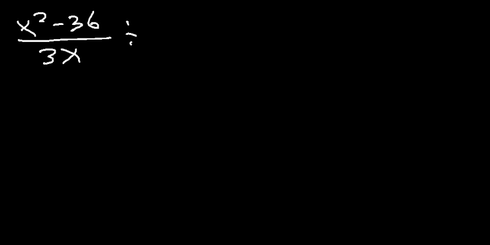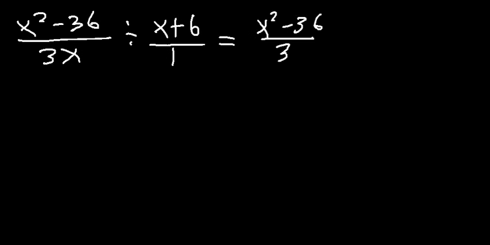So let's say we wanted to divide x squared minus 36 over 3x, divided by x plus 6. The first thing you want to do is rewrite it. I would put this over 1, and then use keep, change, flip. So it's x squared minus 36 over 3x, keep the first fraction, change division to multiplication, and then flip the second one.